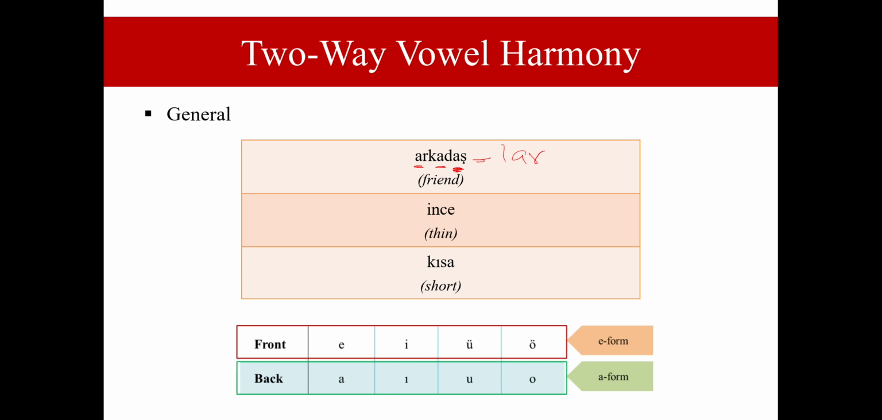Let's see. İnce, meaning thin. You see both İ and E in Turkish, they're both front vowels. Kısa, short. A and I, both are back vowels. They help to maintain the overall harmony of the words.